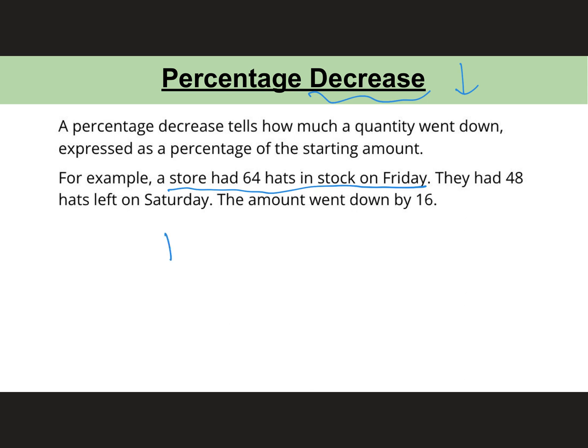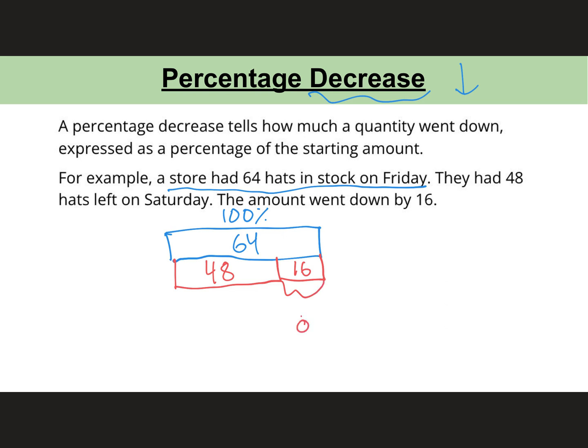So I'm going to start with my original. My original is always going to be where I begin. It's my 100%. So on Friday, there were 64 hats. And then on Saturday, there's a little bit less hats. Now I have 48, which means that the amount of hats that were sold were 16, because 48 plus 16 is 64. It's my 100%. So what I want to find is, what is that percentage?